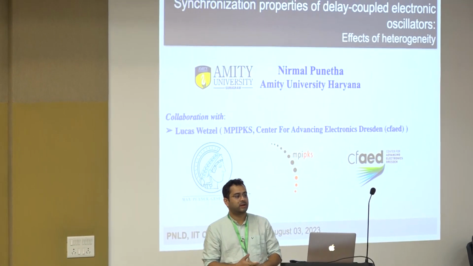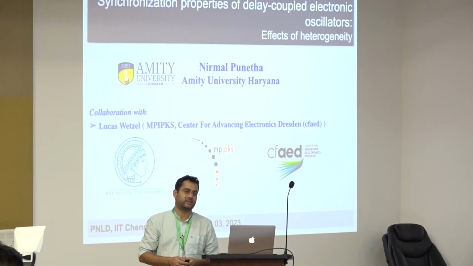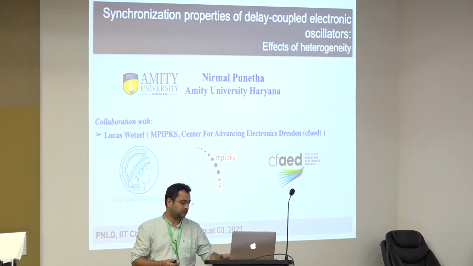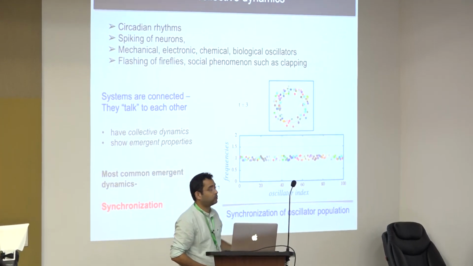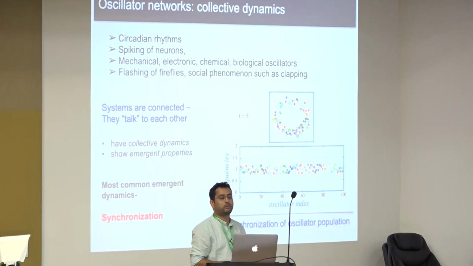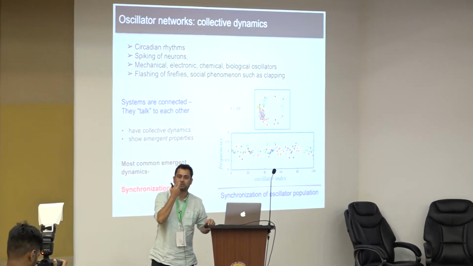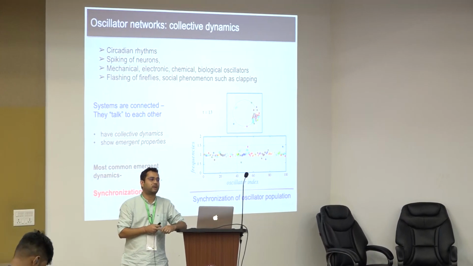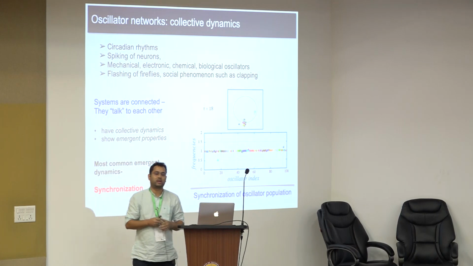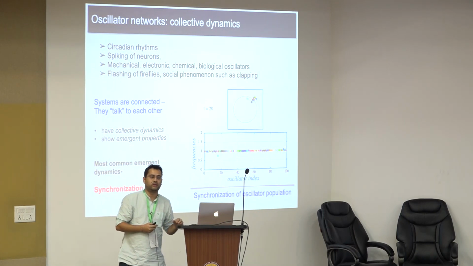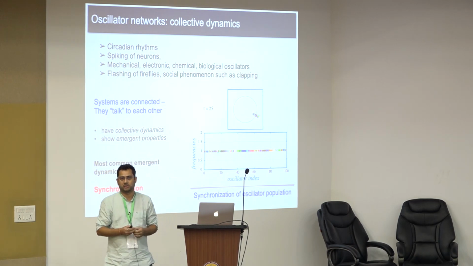I'll be talking about synchronization properties of delay coupled electronic oscillators, specifically the effects of heterogeneity in such oscillators. Oscillators are all around us, very common, whether we talk about circadian rhythms, neurons, mechanical oscillators, or even social phenomena such as clapping of large audiences. These oscillators are not isolated; they talk to each other in some manner and they try to synchronize, or they show emergent behavior such as synchronization.